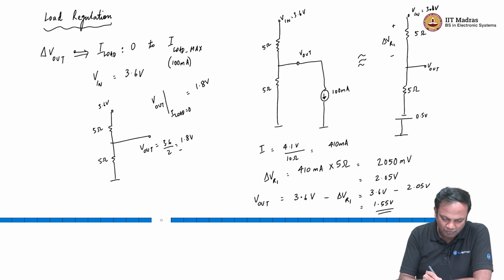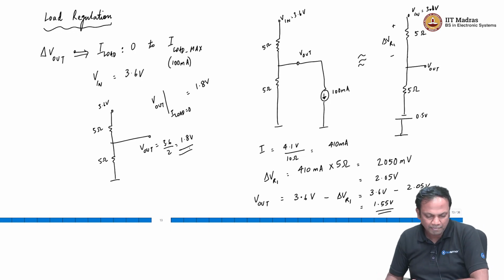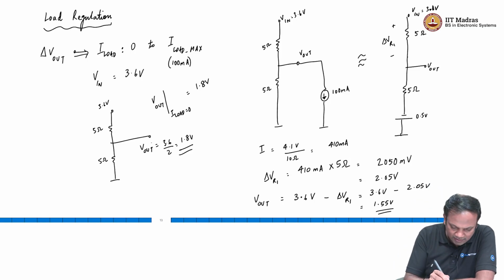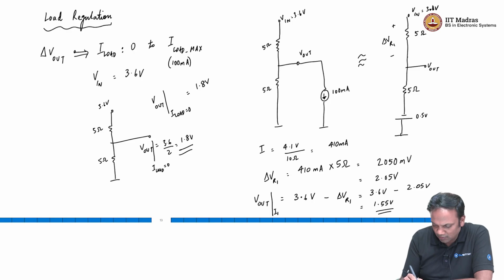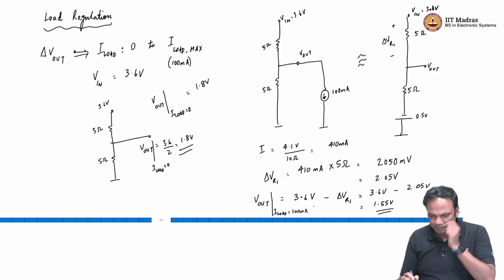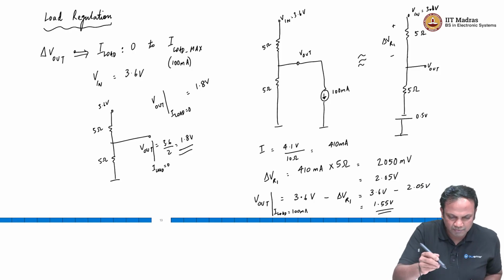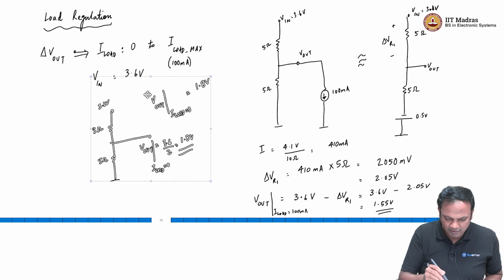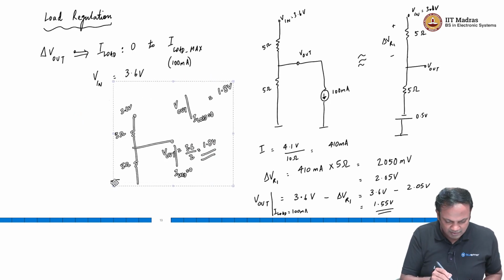right. So, when we had no load current, the output voltage was 1.8 volt. When we have 100 milliamp load current, the output voltage is 1.55 volt. So, like I said, this is I load equal to 0, this is I load equal to 100 milliamp, right. Let us just free up some space here. So, I am just going to move this here.